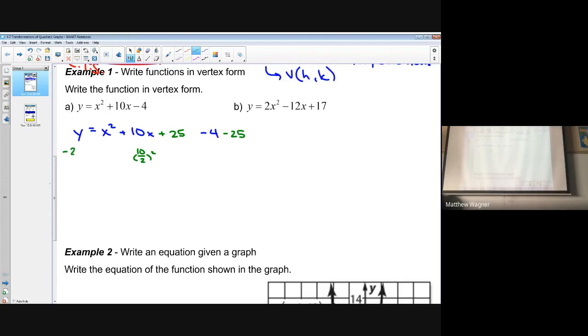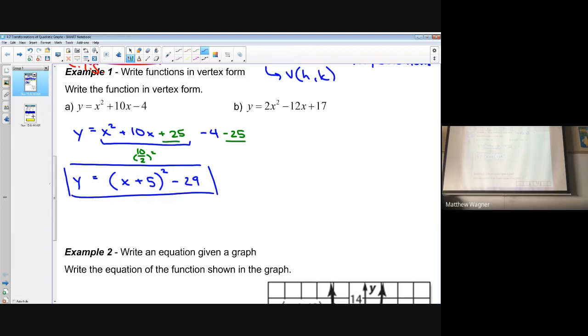If you wanted to put negative 25 over here, again, like I said before, you're eventually going to have to move it back anyways. So that's why I always do positive and negative on the same side to keep my equation balanced. This piece then factors into x plus 5 squared. Negative 4 and negative 25 is negative 29. And now we have our vertex form, okay?